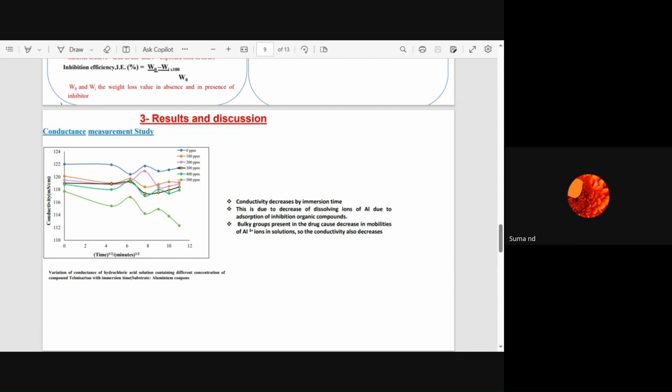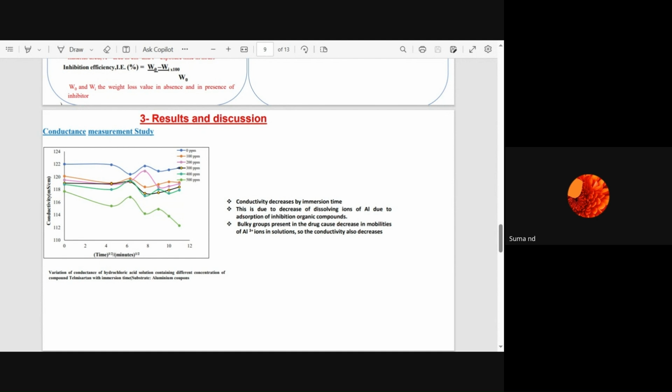Okay, sir. From this figure, we can see that the conductivity decreases with immersion time. This is due to the decrease of dissolved ions of aluminium because of the adsorption of inhibitor organic compounds. So the number of Al3+ ions in solution decreases with increasing inhibitor concentration.